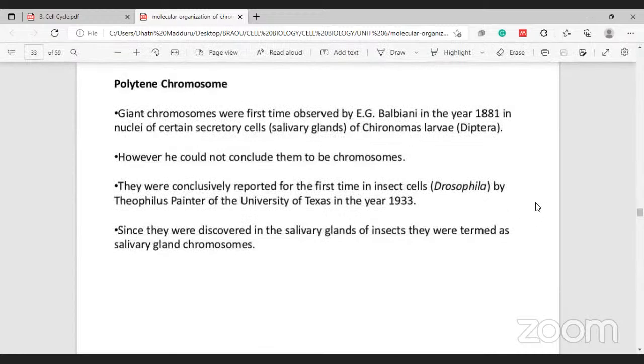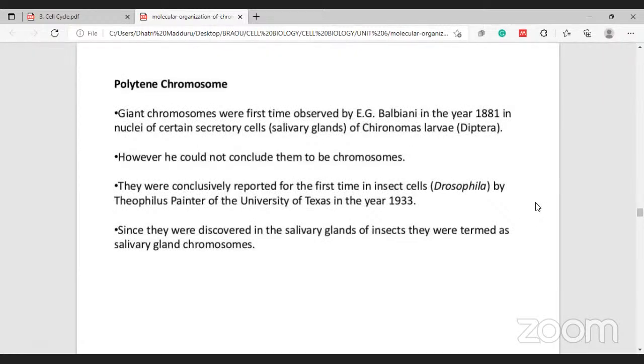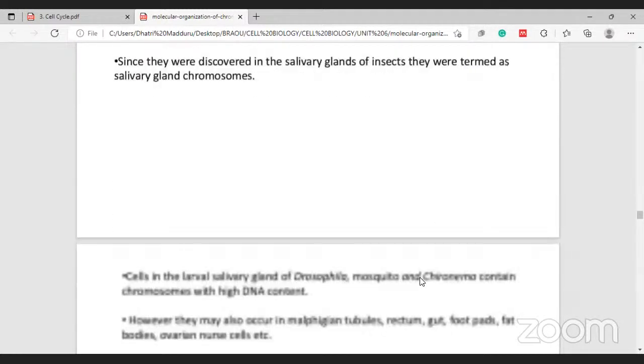Polytene chromosomes were first observed by E.G. Balbiani in 1881 in the salivary gland nucleus of Diptera larva. This was first reported in the insect Drosophila, the fruit fly, by Theophilus Painter of the University of Texas. Since they found this in the salivary glands of insects, they termed them salivary gland chromosomes.